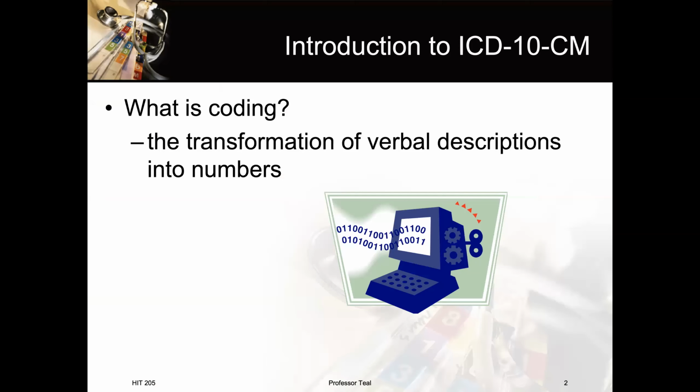So what exactly is coding? According to the basic ICD-10-CM PCS coding textbook, quote, in its simplest form, coding is the transformation of verbal descriptions into numbers, end quote. Medical coding is the process of assigning alphanumeric representations to the clinical documentation in the health record. The codes are used to describe diseases, injuries, and procedures.